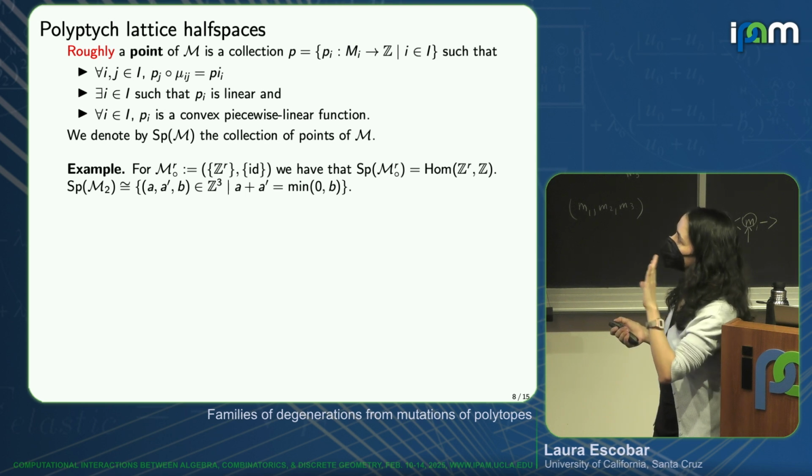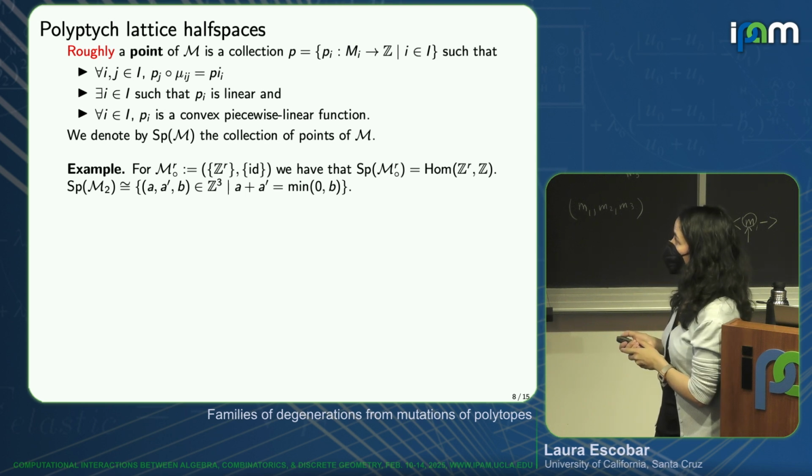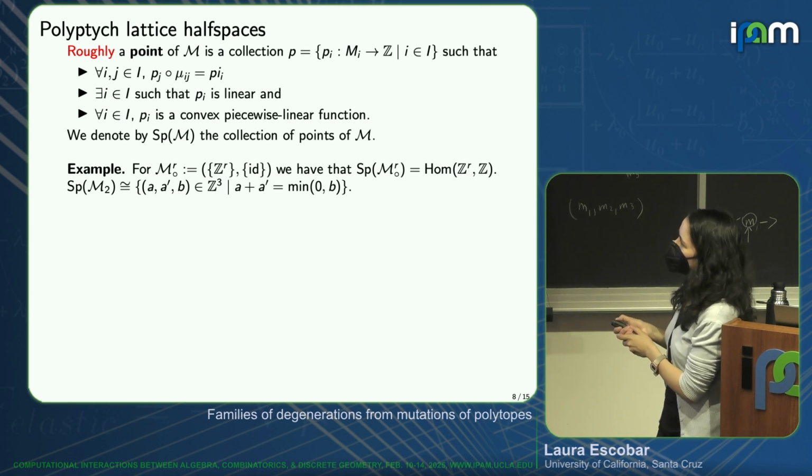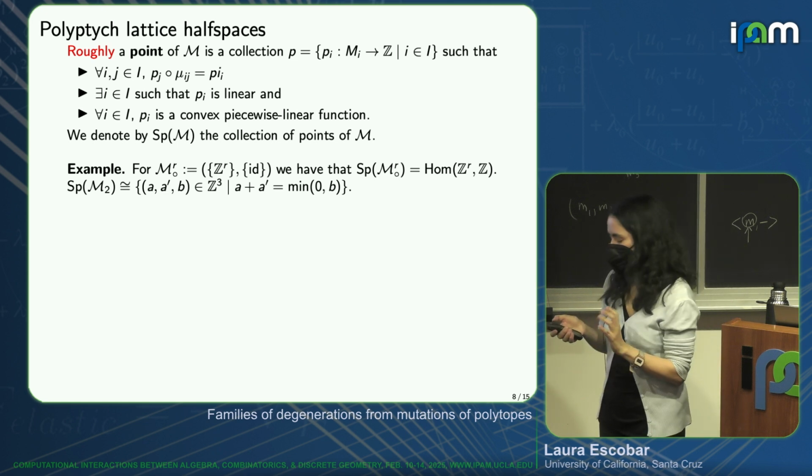And so you should think about this. These are analogs of linear functions. And for the trivial case, yay, that is trivial. The space of points is just homomorphisms or linear maps. And for the other example that I gave you, it just looks like this. You know, it's in bijection, so you can use this to define the functions.